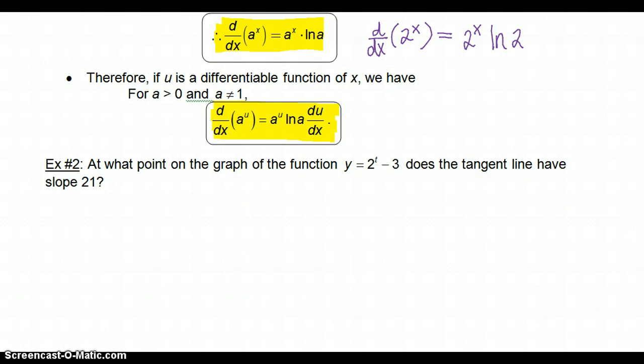So this one, when it's just 2 to the x, it's 2 to the x times ln 2. That's just plugging into that formula. However, what if we have, let's do 2 to the sine x.